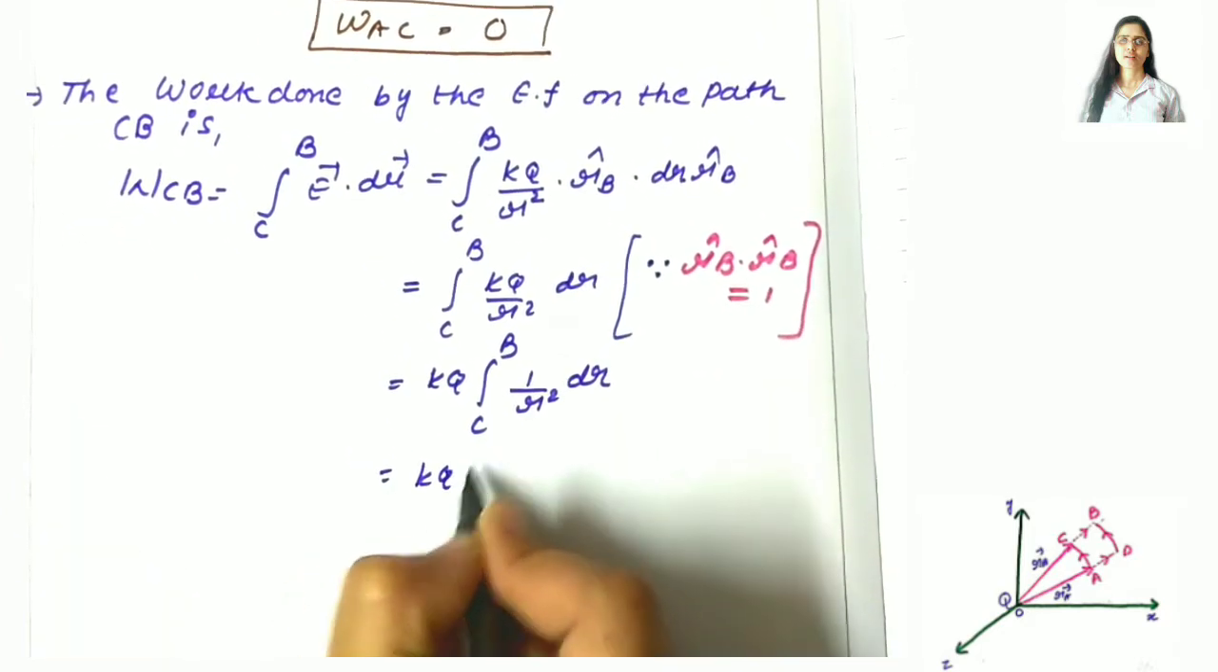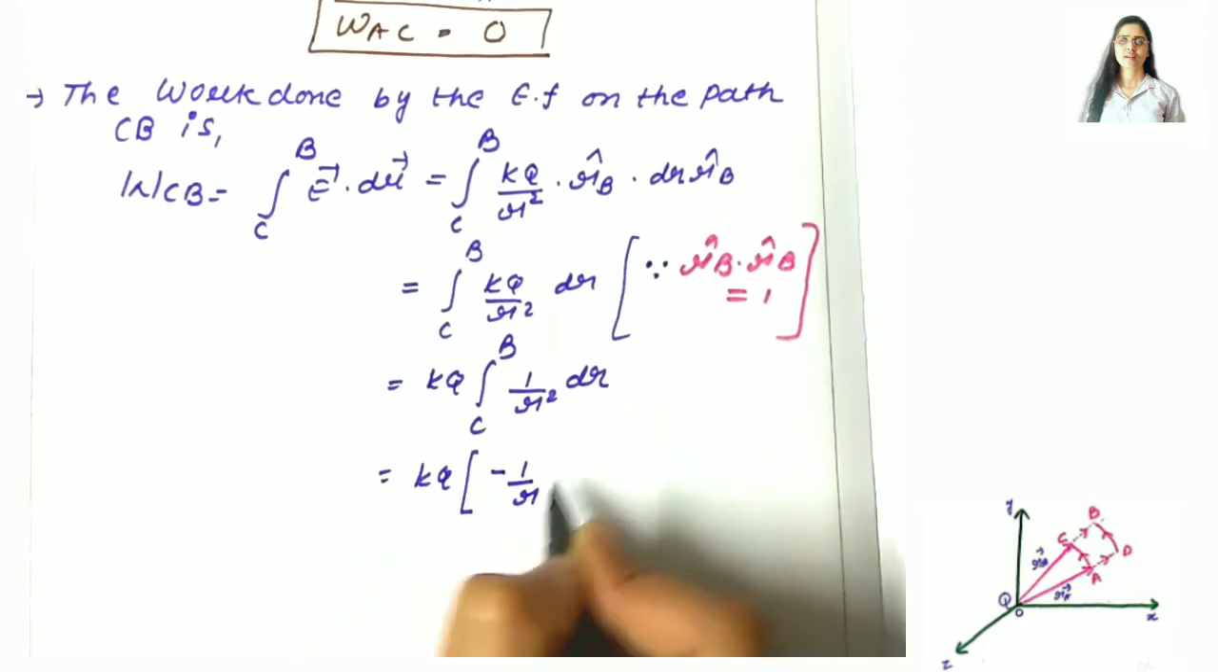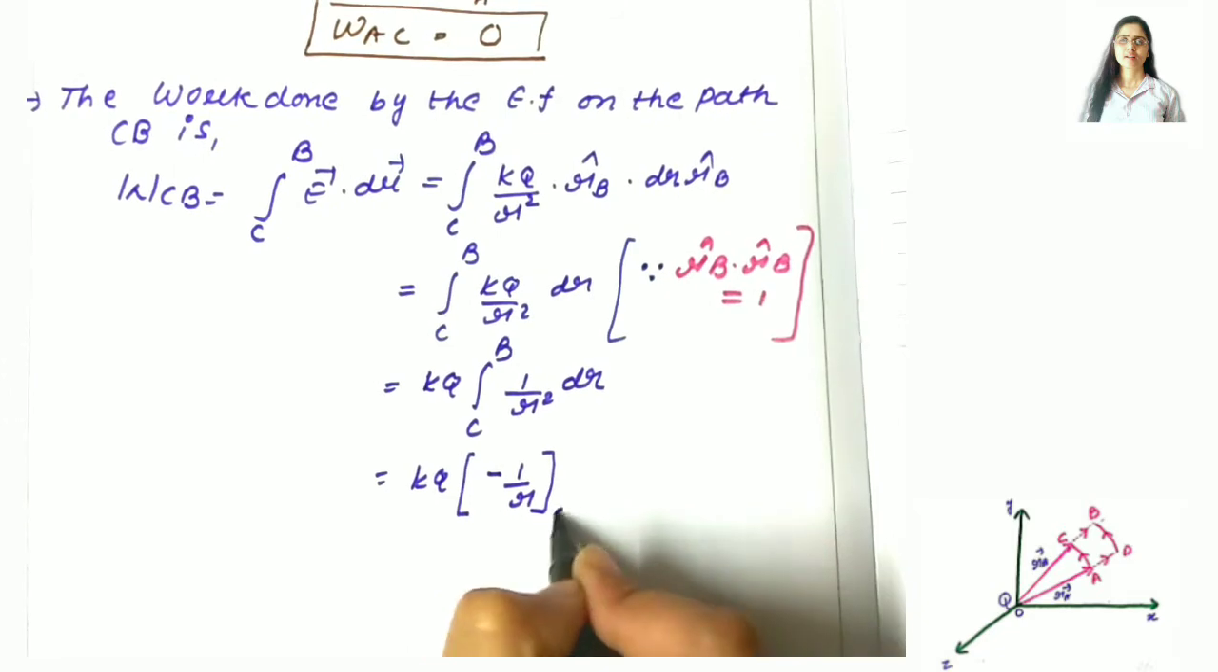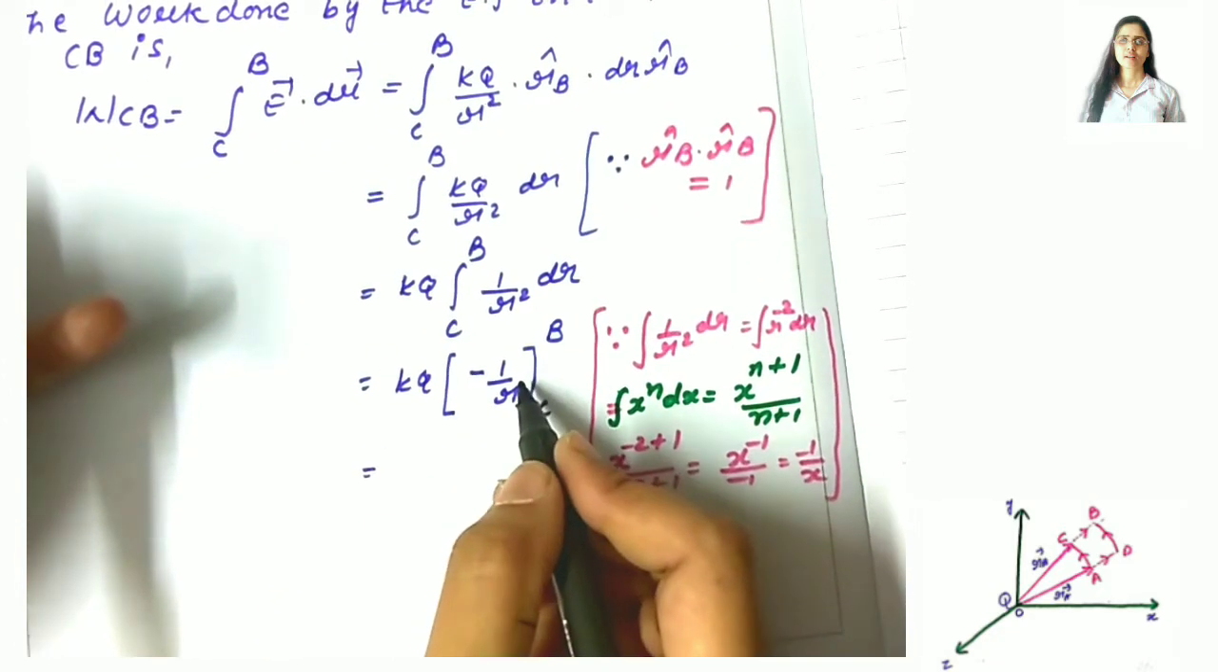Now KQ is as it is, and the integration of 1 upon R square equals minus 1 upon R, and the limit is as it is, C to B. Now substitute the limit.